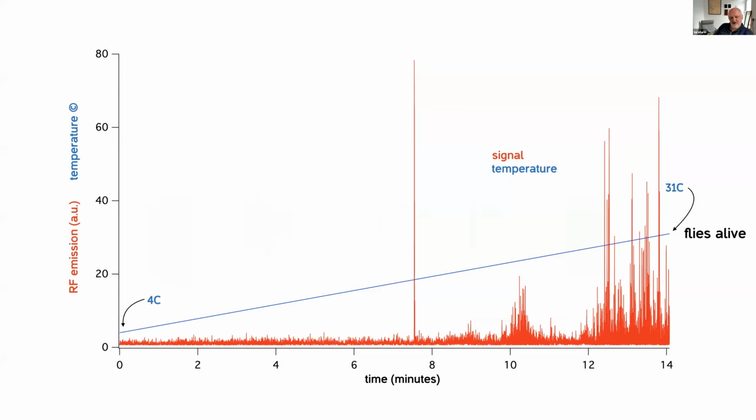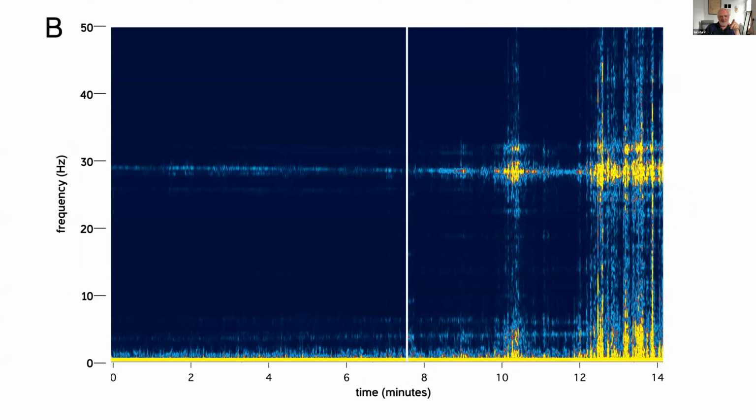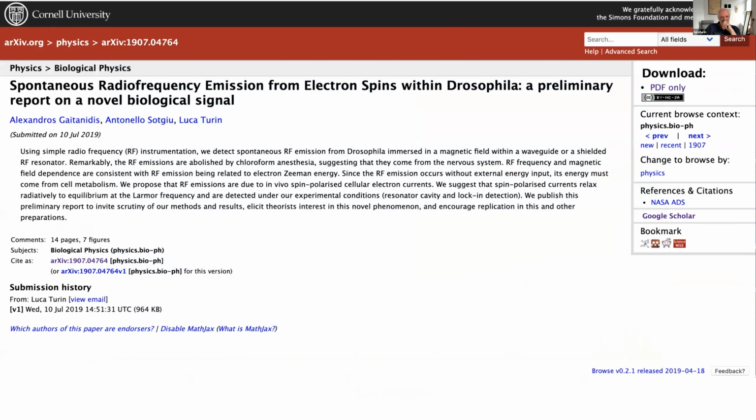Here we have the flies in a resonator. We start at 4 centigrade, where they're pretty much inactive, and then we ramp up the temperature inside the resonator. When it gets to about 21, 22, you start seeing bursts of radio frequency coming out. I say bursts because there's a lot of fine structure to these radio frequency signals. They're short blips, and as the temperature goes up, the bursts get bigger and bigger. This is the spectrogram of these bursts. You can see there's a lot of activity at 30 hertz, but there's actually activity throughout the spectrum. This was published on arXiv, and you can go look at it.